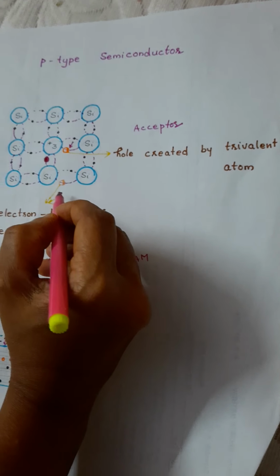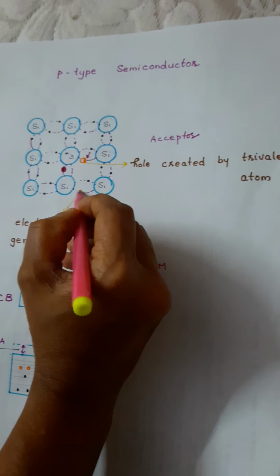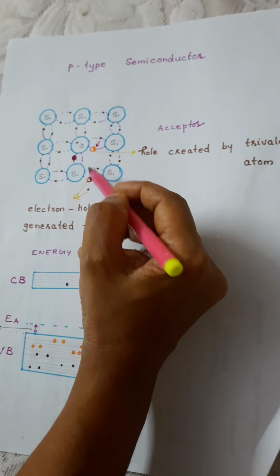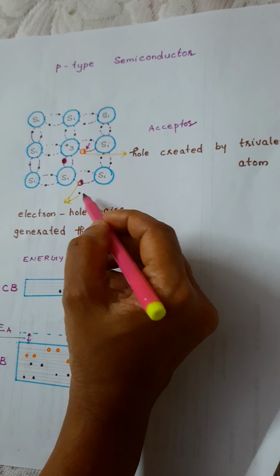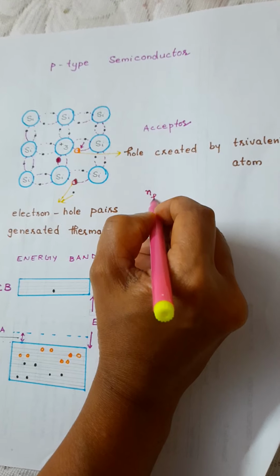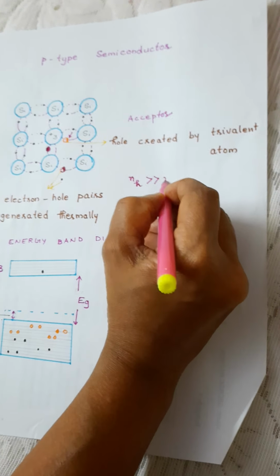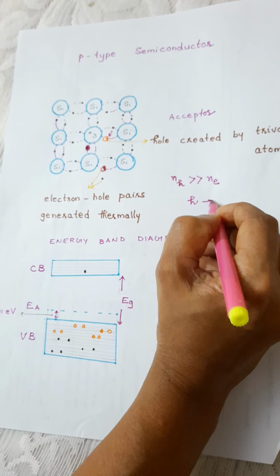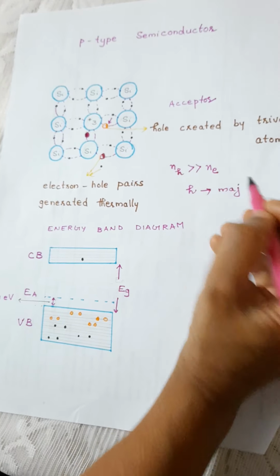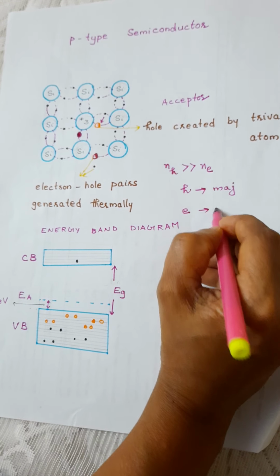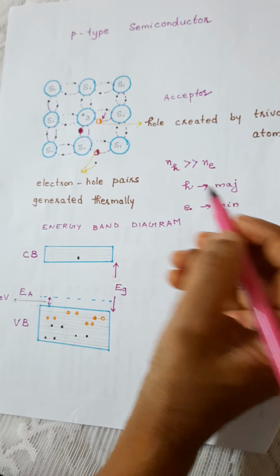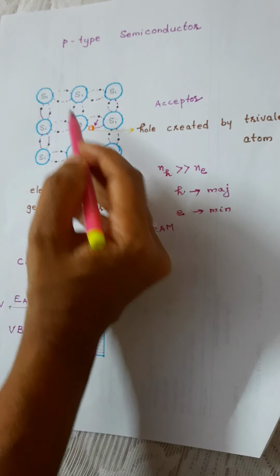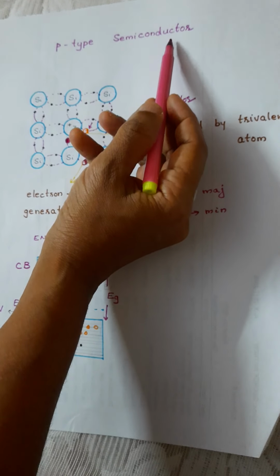And there are holes generated thermally. Electron hole pairs are generated thermally. So the number of holes is greater than the number of electrons. So we can say holes are the majority carriers and electrons are the minority carriers. And since holes have positive charge, the semiconductor is named as p-type semiconductor.